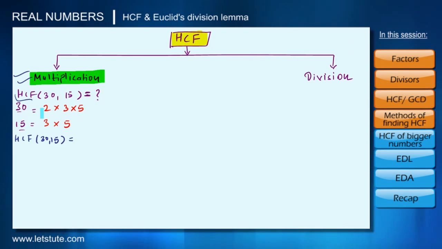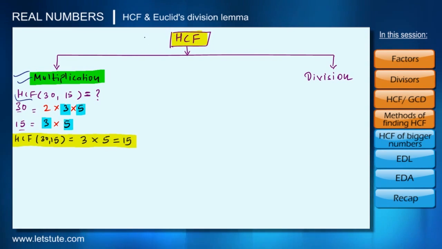Now here to find the highest common factor by multiplication method, we'll take the product of the common numbers. As we can see here, 3 is common and 5 is common and no other number is common. So we take the product of 3 and 5, that is 3 into 5 is equal to 15. So here the highest common factor of 30 and 15 is equal to 15.